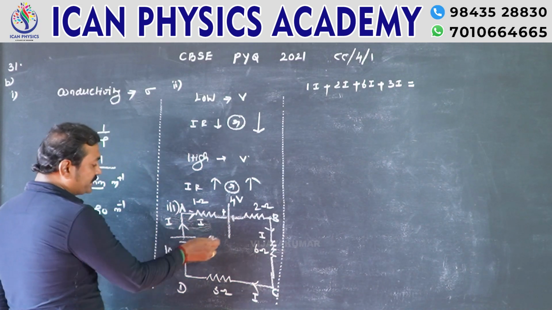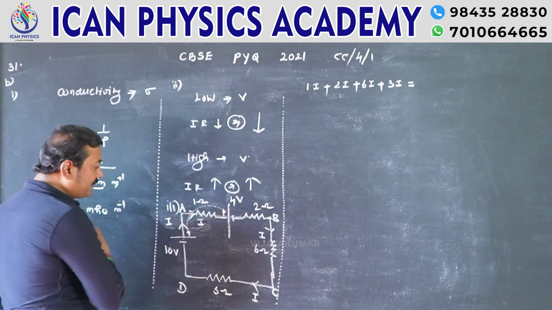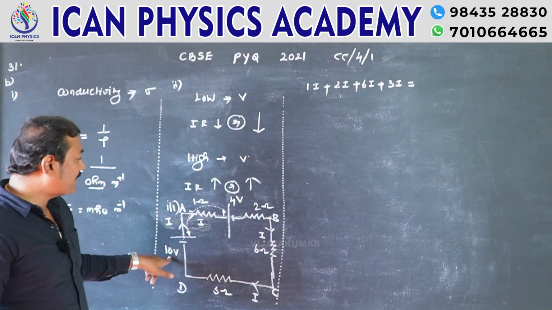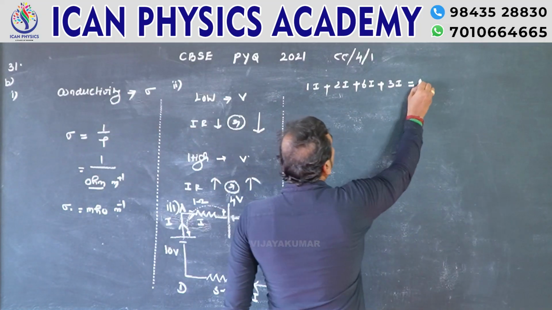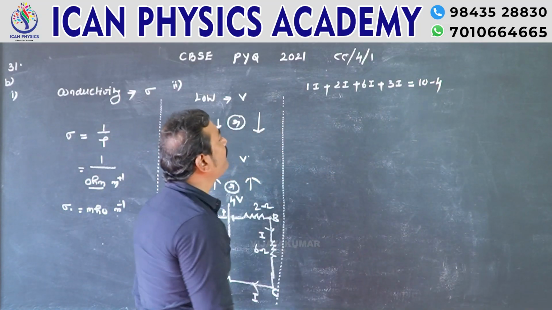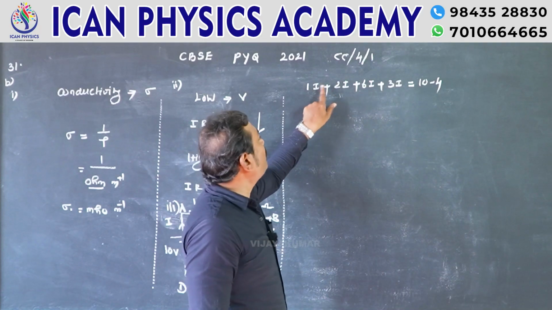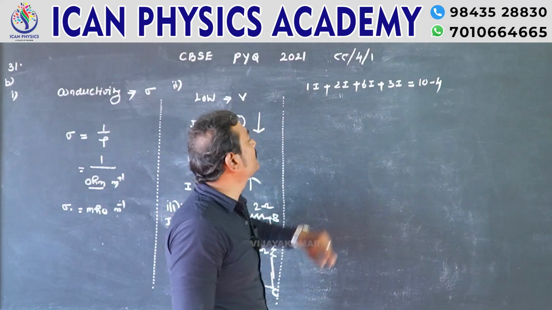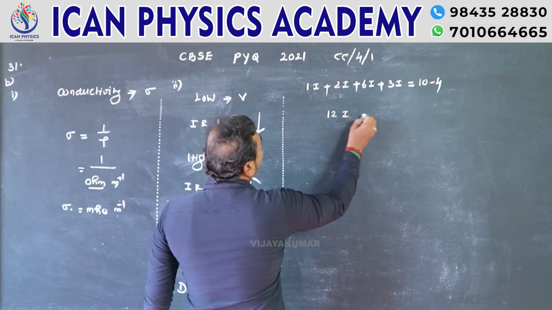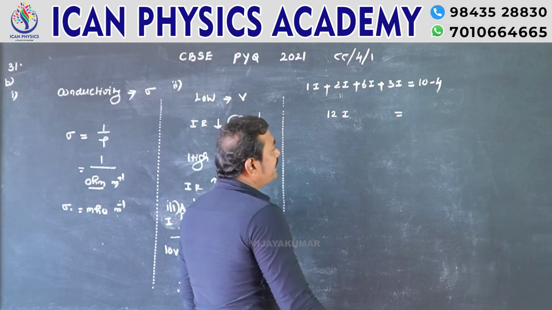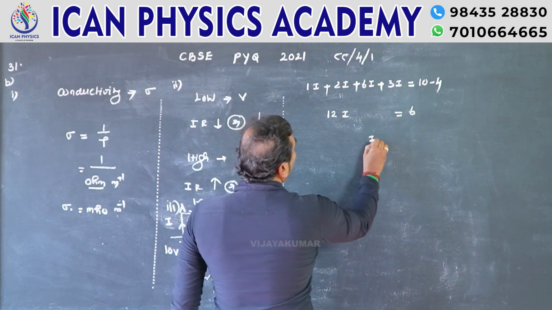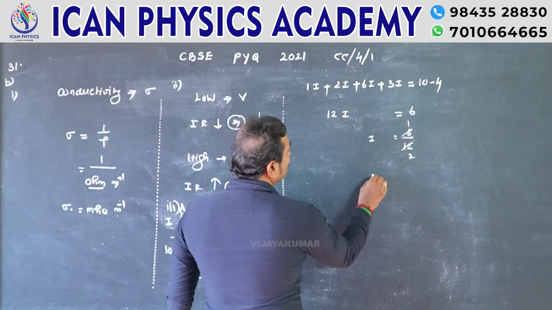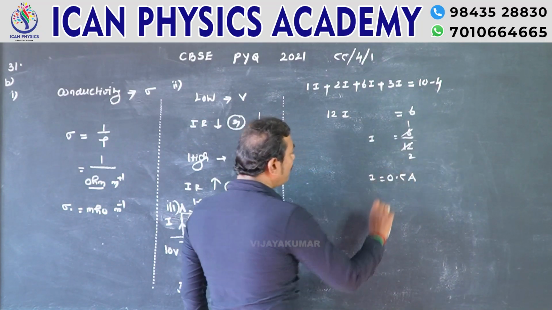Just see the positive terminal: it is connected with the positive terminal, so we have to subtract the EMF, greater minus smaller. So 10 minus 4. 1 plus 2, 3. 3 plus 3, 6. 6 plus 6, 12. So 12I equals 10 minus 4, which is 6. So I equals 6 by 12. 2 6s are 12. So I equals 0.5 ampere.